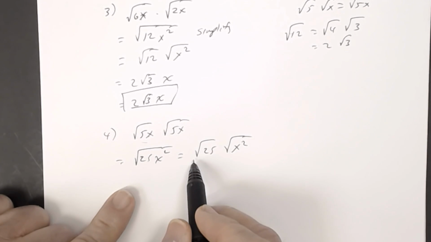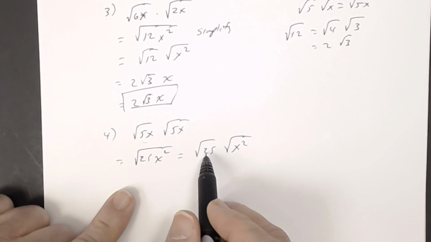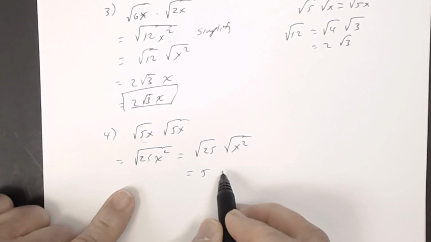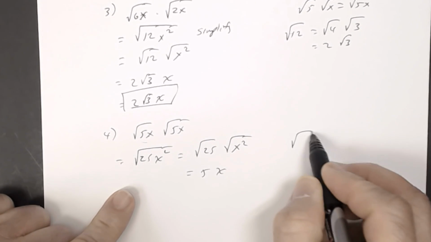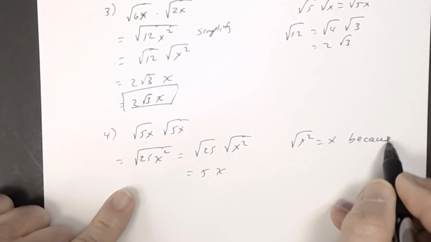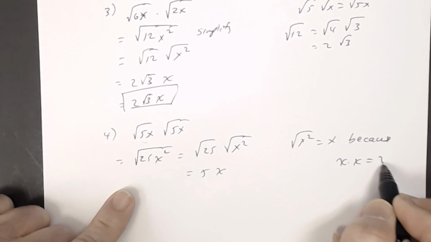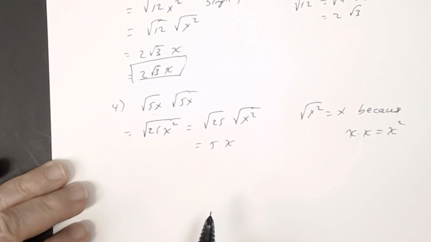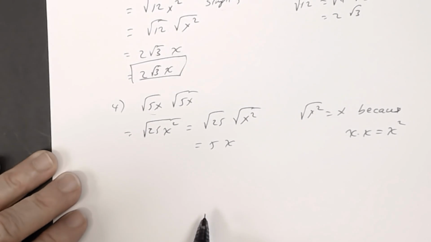What's the square root of 25? That's easy. 25 is a perfect square, so the square root of 25 is just 5. And what's the square root of x squared? Well, that's just x, because remember, the square root of x squared is x, because x times x is x squared. All right, the radicand.